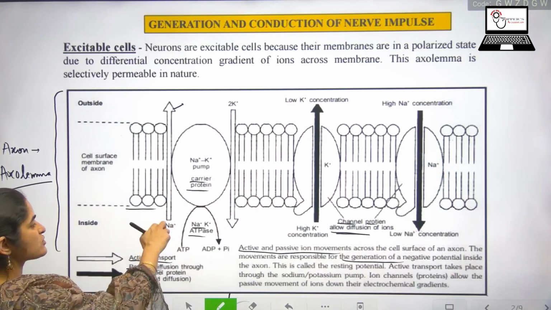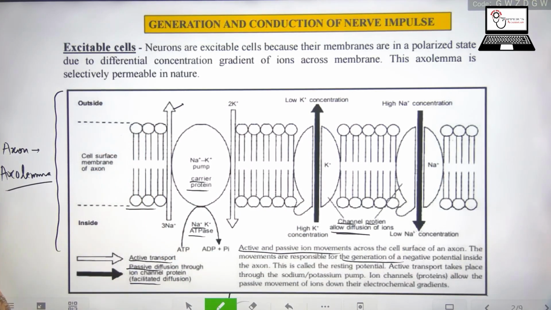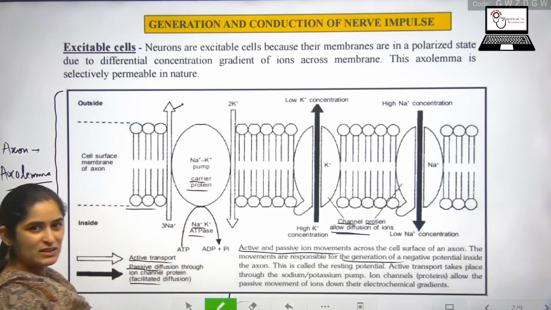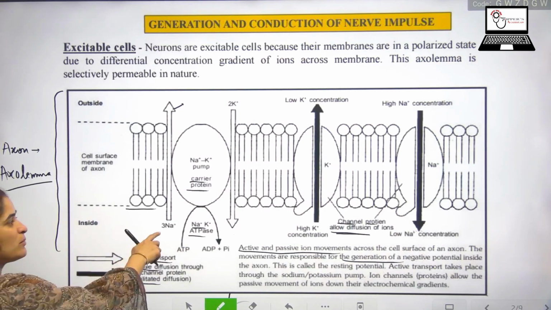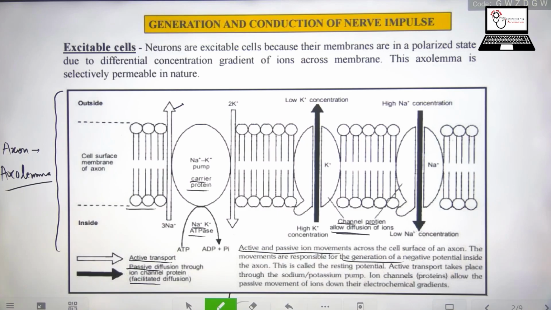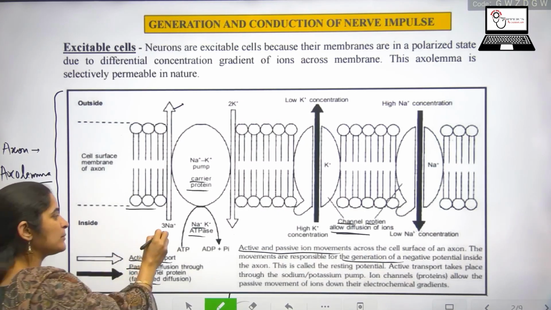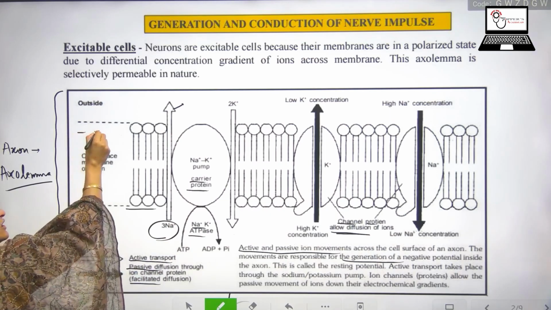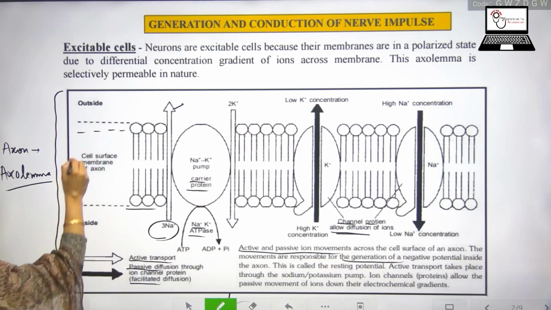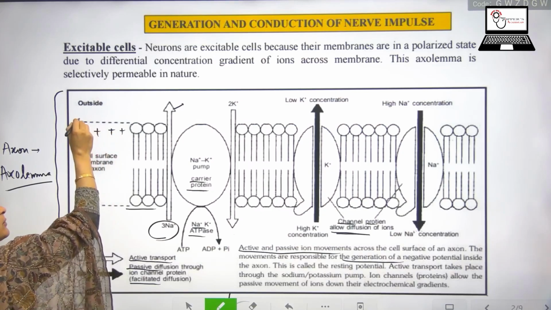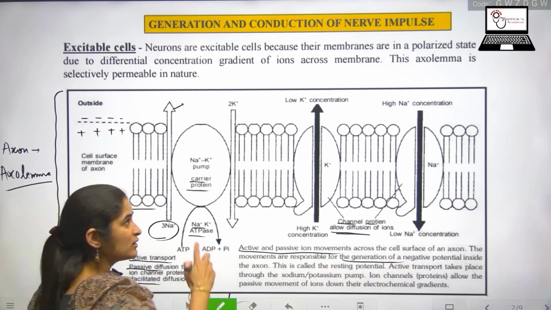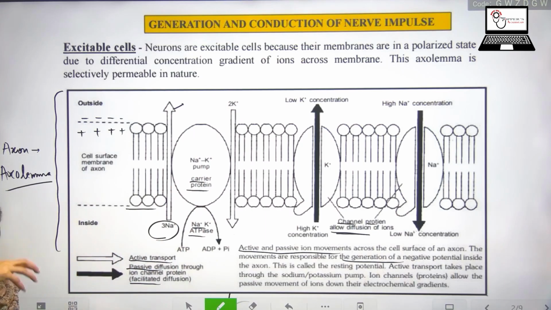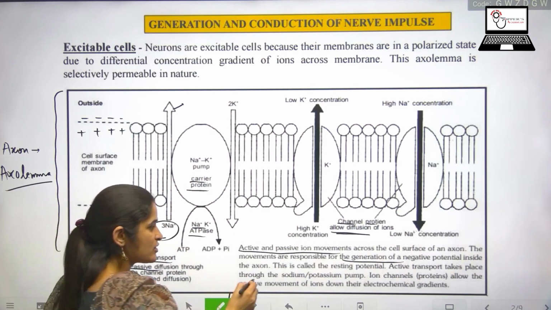See this, if the sodium ions move inside and potassium ions move outside the membrane, then they will depolarize the membrane. Due to this, the sodium ions are more inside the membrane and less outside the membrane. So the inside of the membrane becomes positively charged and the outside becomes negatively charged. This will depolarize the membrane, and due to this depolarization, an electrical impulse will be generated.